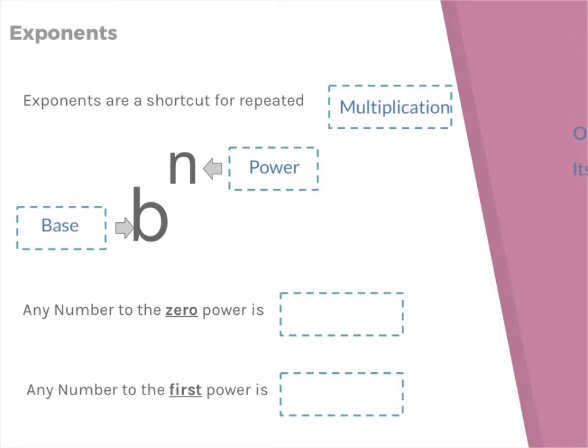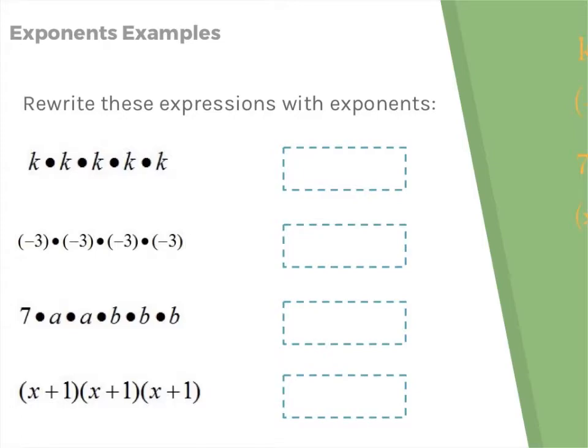A couple of tricky rules to remember. Any number to the 0 power is 1, and any number to the first power is itself. Now let's take a look at some exponents practice. So here we have our examples of exponents. It says rewrite these expressions with exponents.